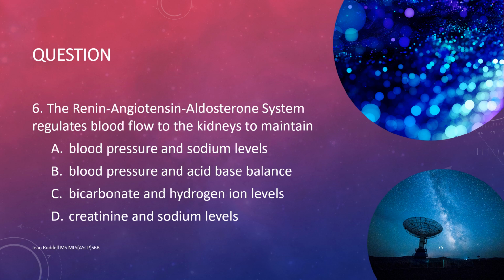Question 6. The renin-angiotensin-aldosterone system regulates blood flow to the kidneys to maintain A. Blood pressure and sodium levels. B. Blood pressure and acid-base balance. C. Bicarbonate and hydrogen ion concentrations. Or D. Creatinine and sodium levels. The answer is A. Blood pressure and sodium levels.